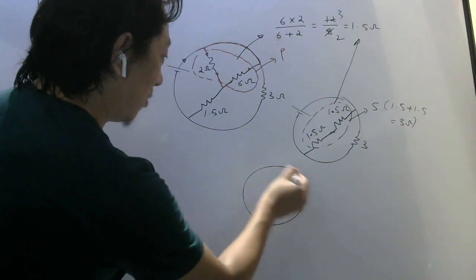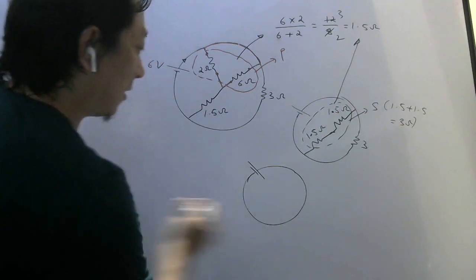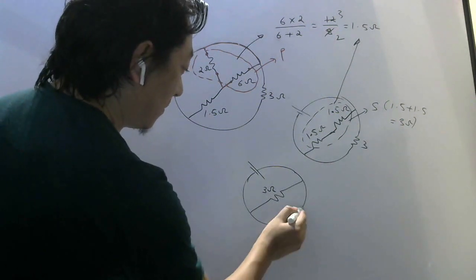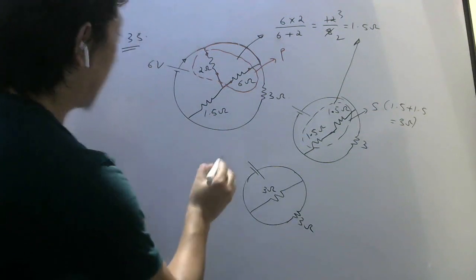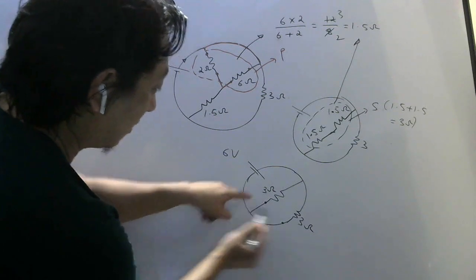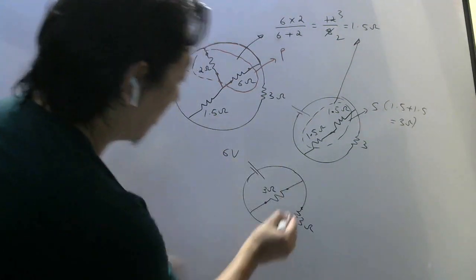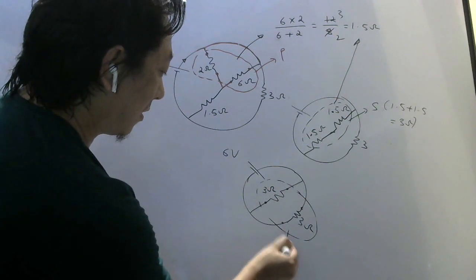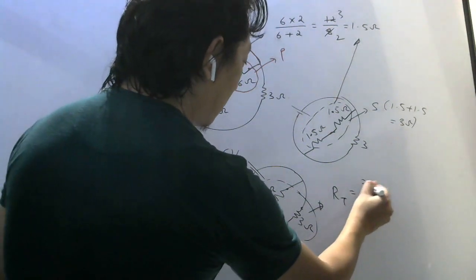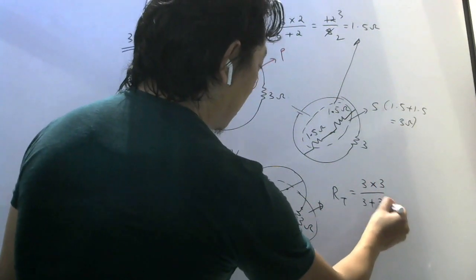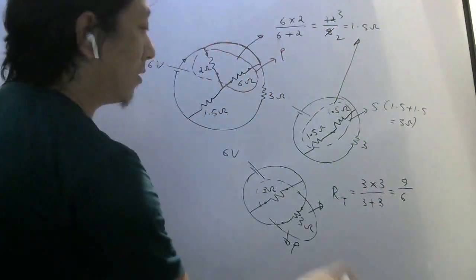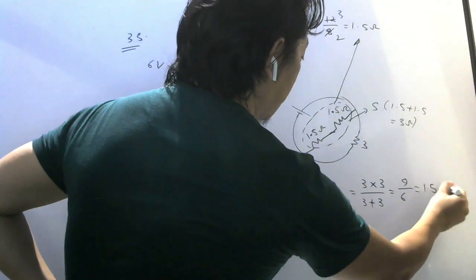So again you draw one more simplified diagram. Here the battery, here 3 ohm, and this 3 ohm is also there, and this battery was 6 volt. Now you can see these two are joined directly here, and joined directly here. So these two are in what combination? Parallel combination. So R total will be 3 into 3 divided by 3 plus 3, correct? So it will be 9 divided by 6, 3 by 2, which will be 1.5 ohm.